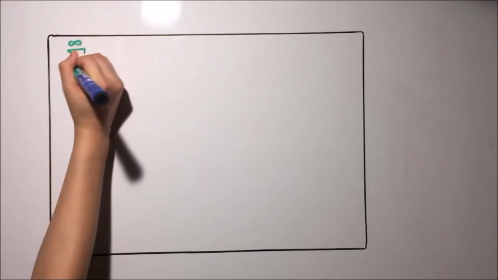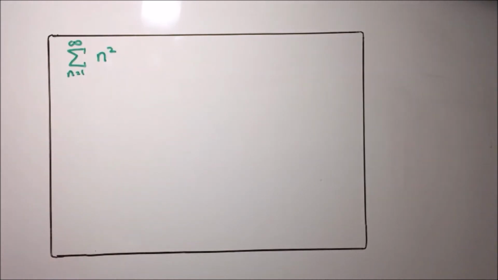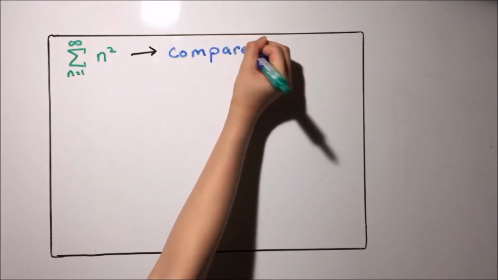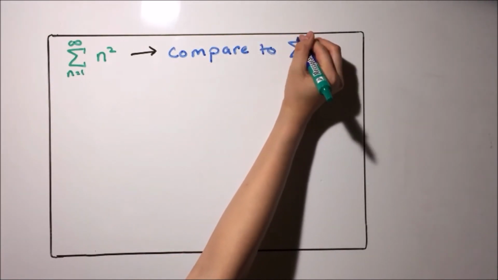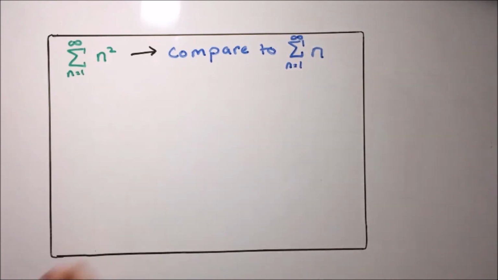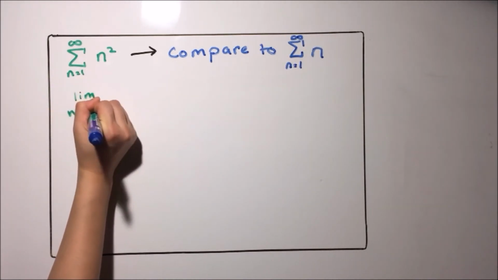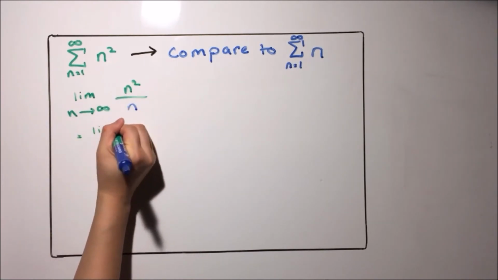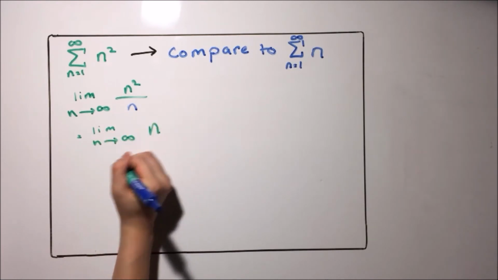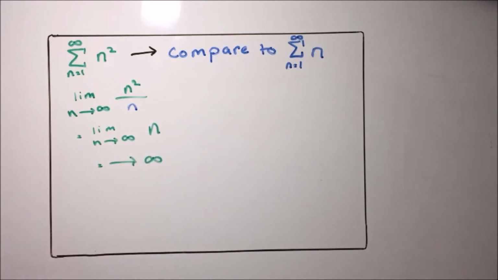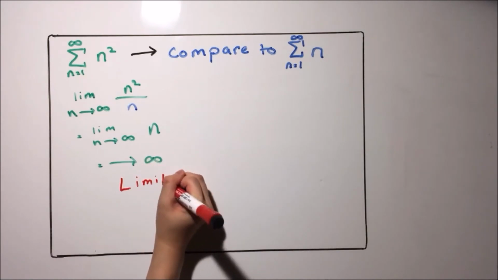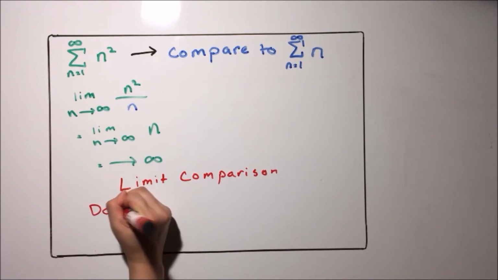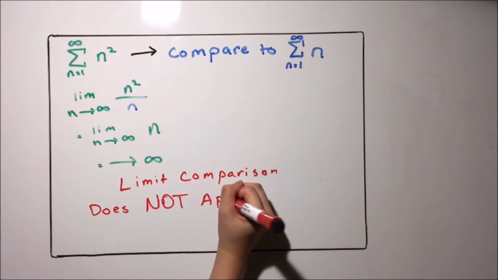For this example, we compare n squared to n. Then we set up the limit comparison test and plug in b sub n and a sub n, with a sub n equal to n squared and b sub n equal to n. After we simplify n squared over n to n, we must take the limit by plugging in infinity. Since the limit approaches infinity, the limit comparison test does not apply because infinity is neither a positive nor finite number. Therefore we must use another test to find whether the series converges or diverges.